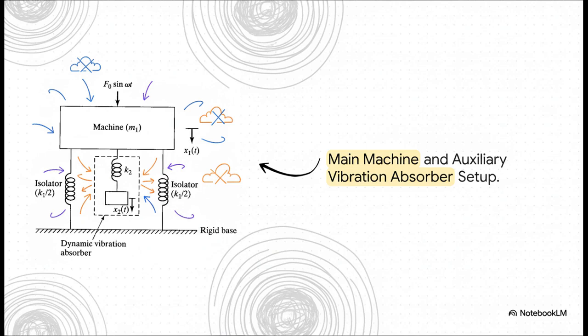And that brings us to our structural hero. We introduce an auxiliary spring mass system. Look at the setup here. We take a secondary mass, which we'll call M2, and attach it to our main vibrating machine, M1, using a secondary spring, K2. The entire purpose of adding this extra weight and spring is to actively shift the natural frequencies away from our operating speed and absorb all that destructive kinetic energy.